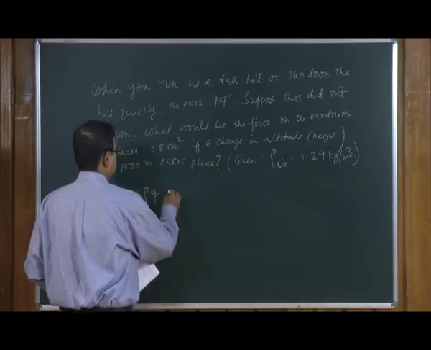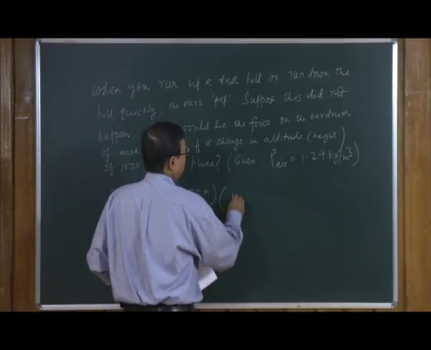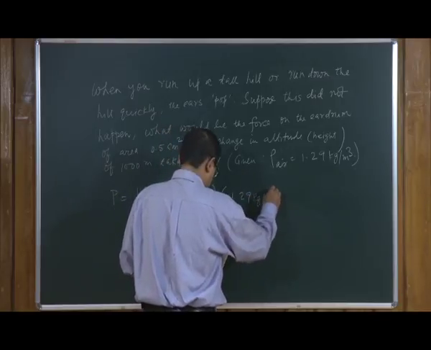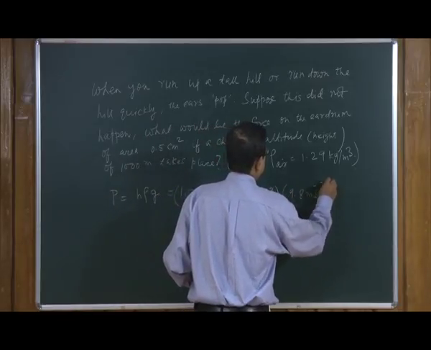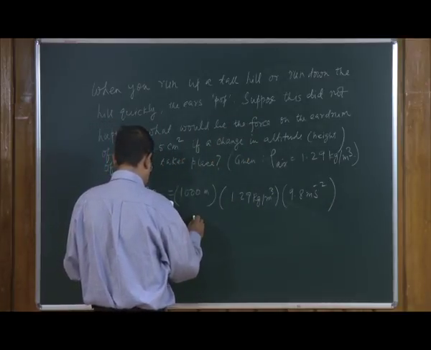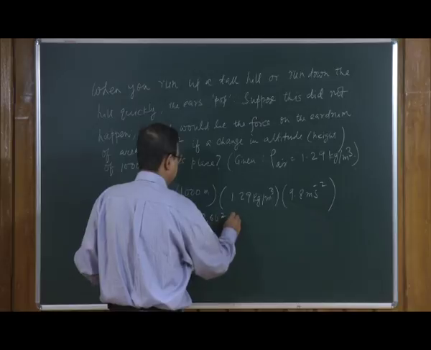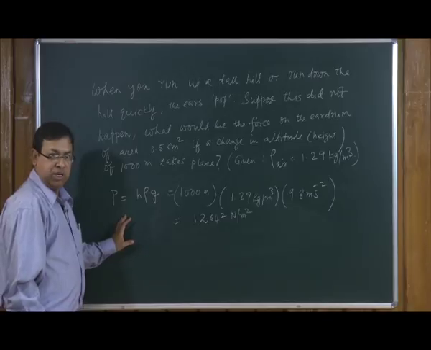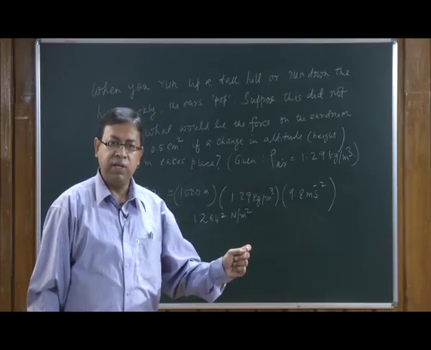So, 1000 meter multiplied by 1.29 kg per meter cube multiplied by 9.8 meters per second square, and when you calculate it, it comes out to be 12642 Newton per meter square. So, this is the pressure that is developed between the inner part and the outer part of the eardrum.